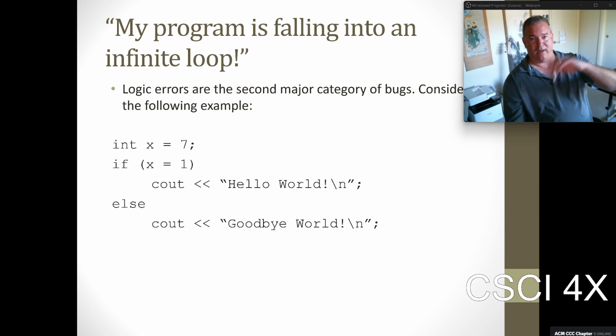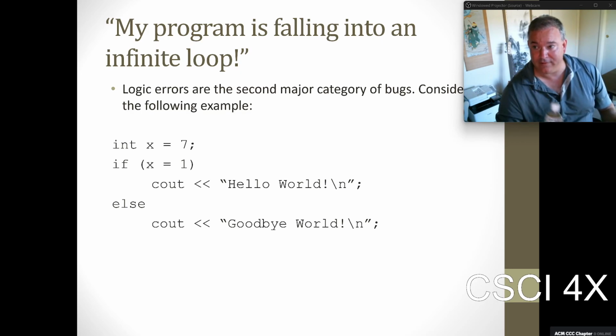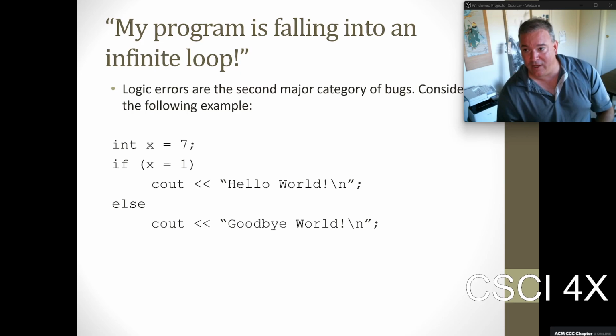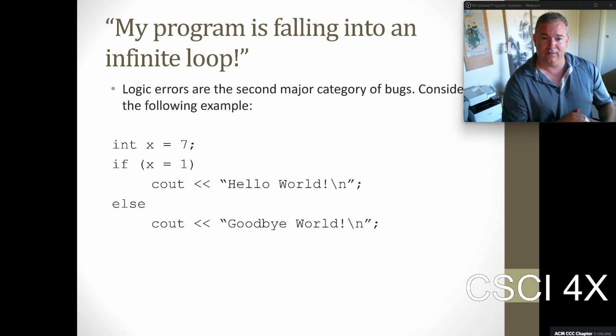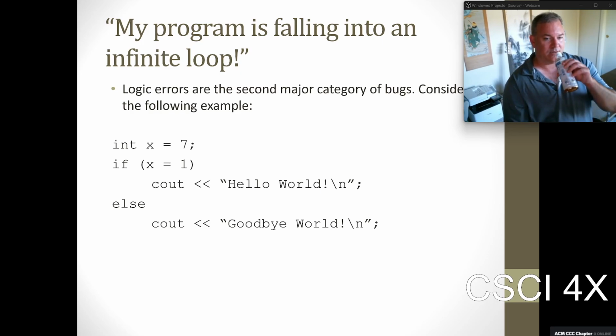Okay, next. Let's see if you can figure out why this code is not working correctly. We're setting x equal to 7, so we would expect the code down here to print goodbye world, because x is 7, and our code says if x equals 1, print hello world, otherwise print goodbye world. But our code is not working. We get a runtime error. We run this, expecting to see goodbye world, and we get hello world instead. Does anyone see why this code is always giving us the opposite answer from what we expect?